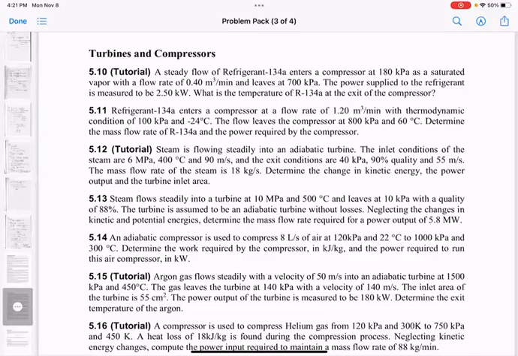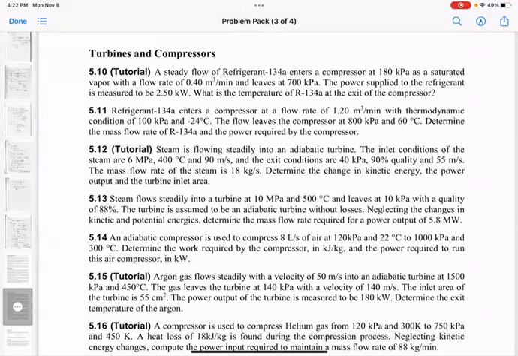So question 5.12, steam is flowing steadily into an adiabatic turbine. The inlet conditions of the steam are 6 megapascals, 400 degrees Celsius, and 90 meters per second. And the exit conditions are 40 kilopascals, 90% quality, and 55 meters per second. Mass flow rate is 18 kilograms a second. We want to determine change in kinetic energy, power output, and turbine inlet area.